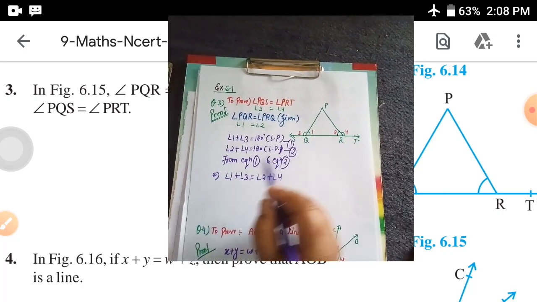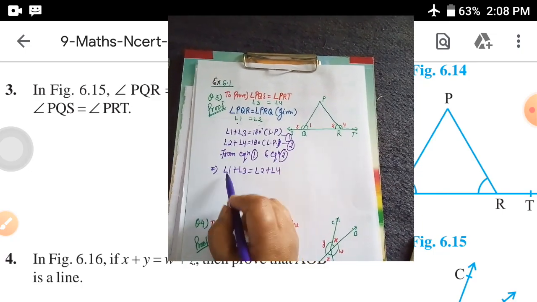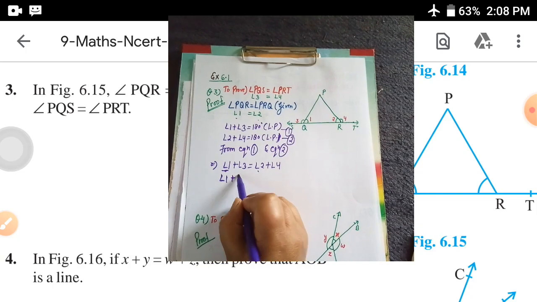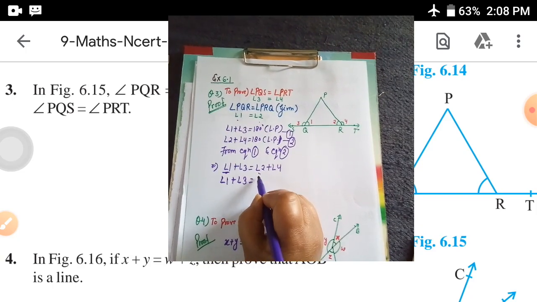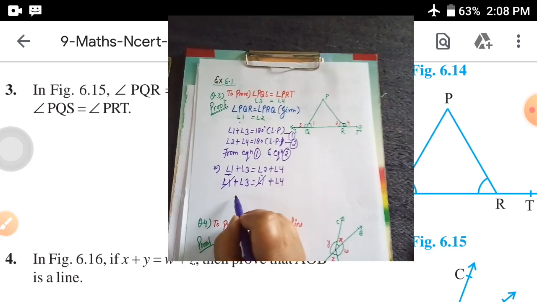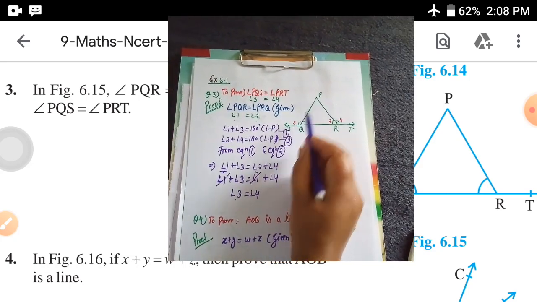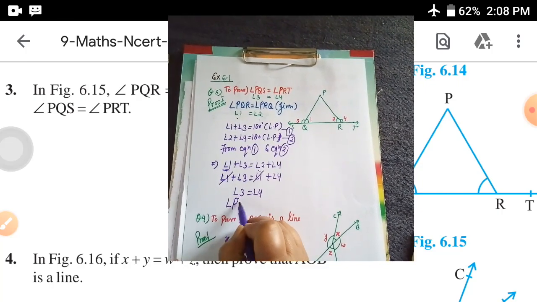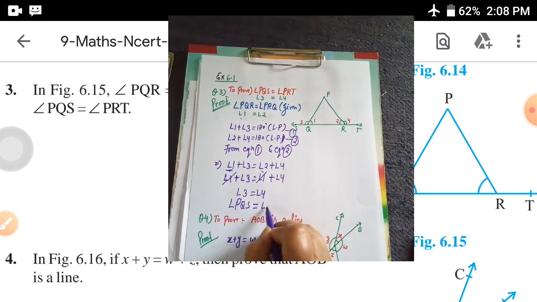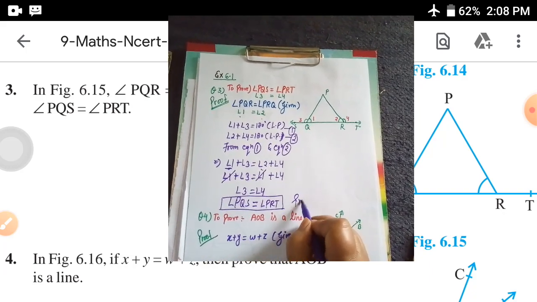So what will we do? You can see that angle 1 is equal to angle 2, it is given in the question. Both are equal. So we can write angle 1 plus angle 3 is equal to, in place of angle 2, angle 1 plus angle 4. Angle 1 and angle 1 cancel each other. Therefore angle 3 is equal to angle 4. In place of angle 3 we write PQS, and in place of angle 4 we write PRT. So angle PQS is equal to angle PRT. This we had to prove. Hence proved.